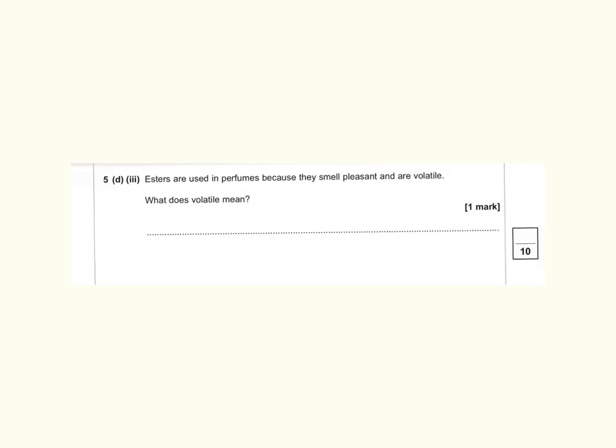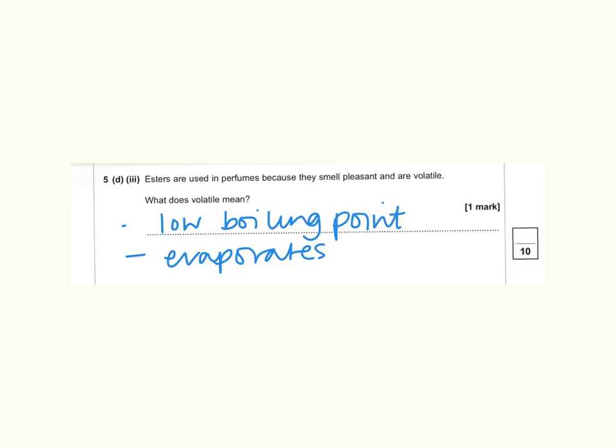Esters are used in perfumes because they smell pleasant and are volatile. What does volatile mean? So you could put one of two things here. We could say that it has a low boiling point, and it evaporates easily or quickly. But the reason it does evaporate easily is because it has a low boiling point.